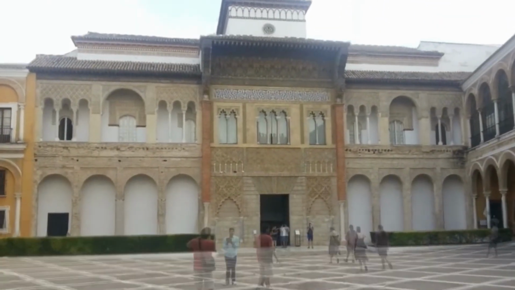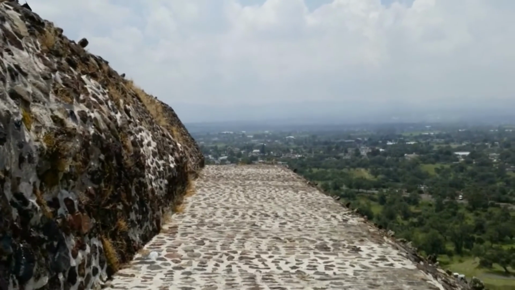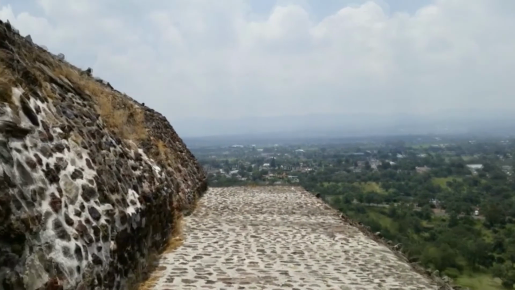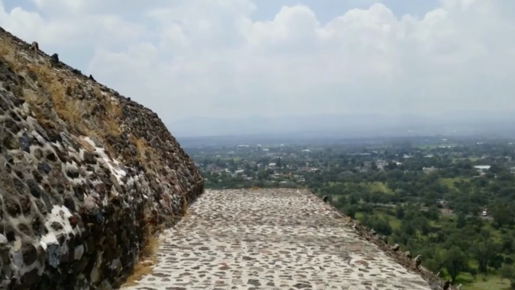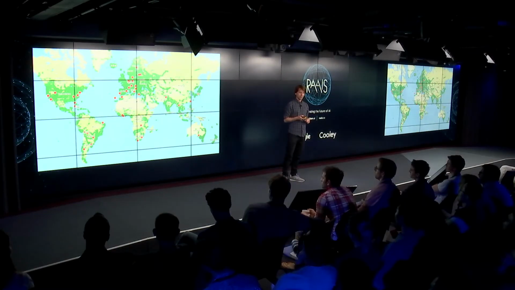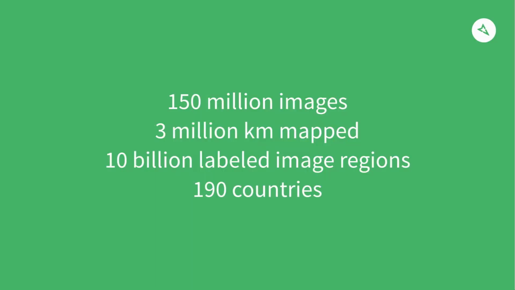It's both like Google Street View, where you can go and see what the pyramids in Mexico look like and explore them, as in this picture, but it's also for us to extract information from these images. We're in 190 countries. Well, we're not in 190 countries, but the people contributing are. This is roughly our worldwide coverage, with about 150 million images. We index all of these images, and we've detected just over 10 billion image regions that are labeled, indexed, searchable, and available through APIs.